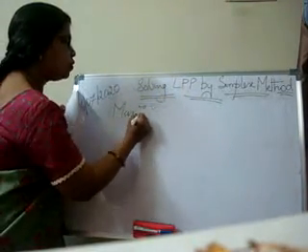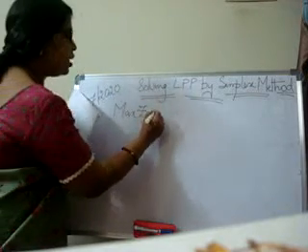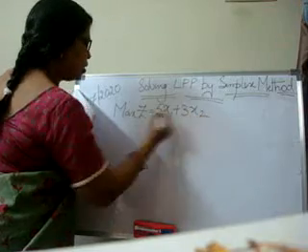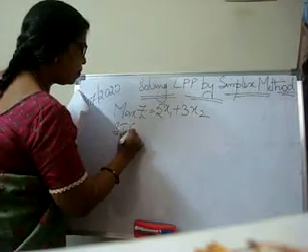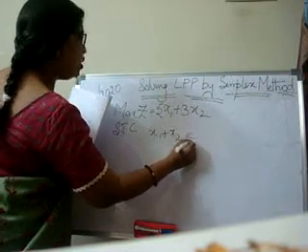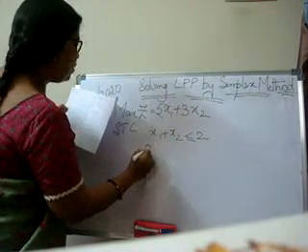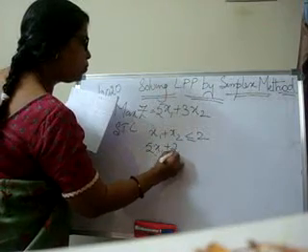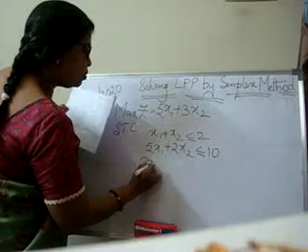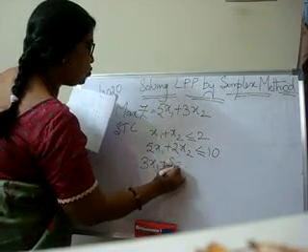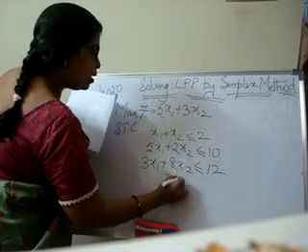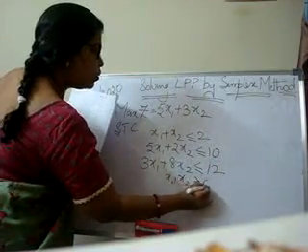Maximize z is equal to 5x1 plus 3x2, subject to the constraints x1 plus x2 is less than or equal to 2, 5x1 plus 2x2 is less than or equal to 10, 3x1 plus 8x2 is less than or equal to 12, x1, x2 greater than or equal to 0.